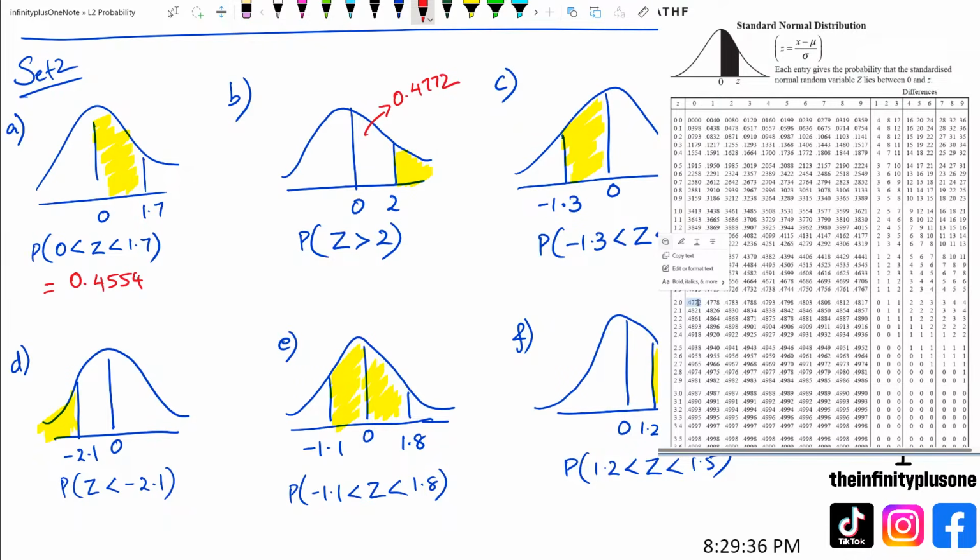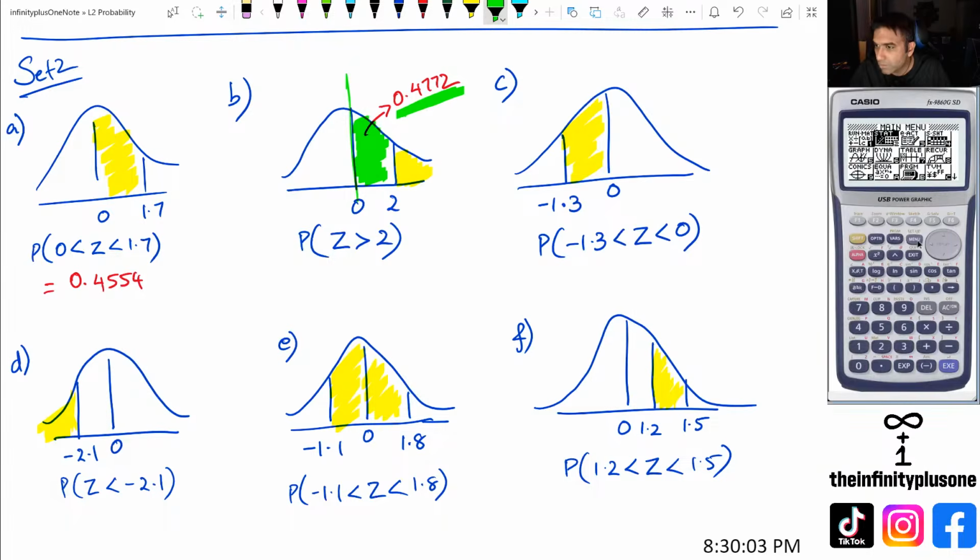0.4772. Now, remember I told you guys this, that anything from halfway onwards, so this entire, maybe not this color, so the green part here is actually worth 0.4772. That means to find out what the yellow part is, remember that the yellow part and the green part add up to 0.5, because that's what we talked about right at the beginning.